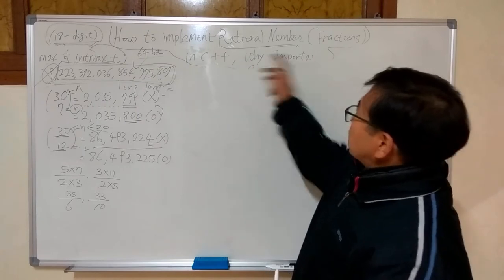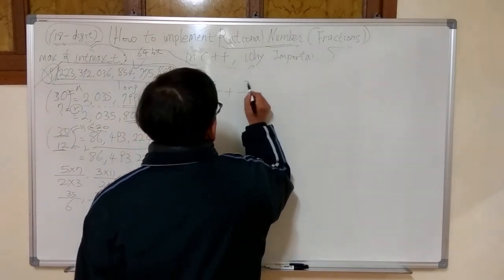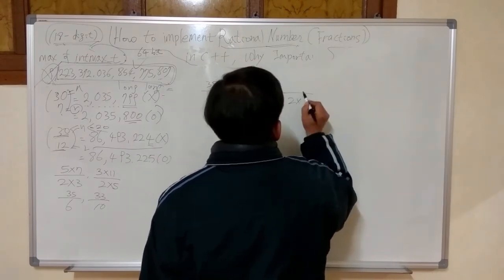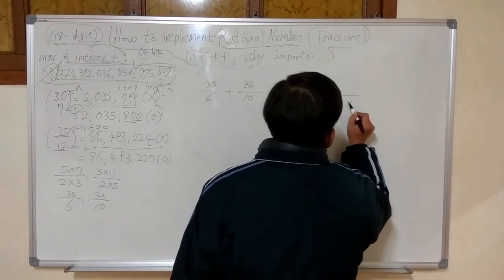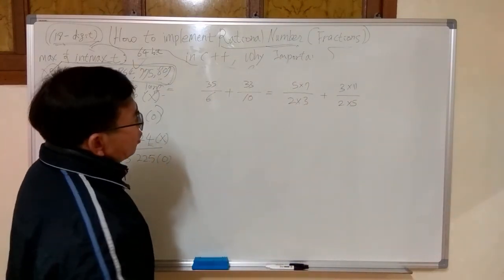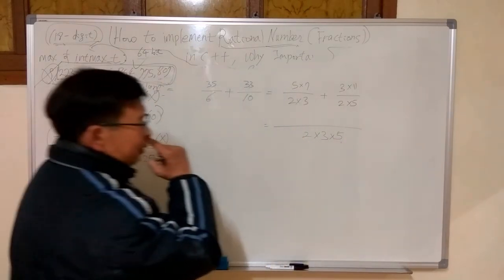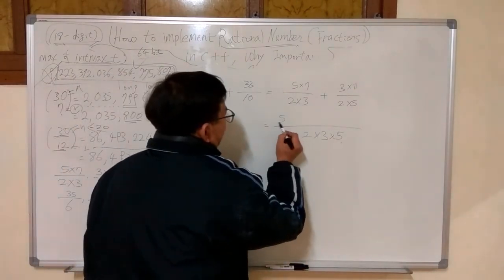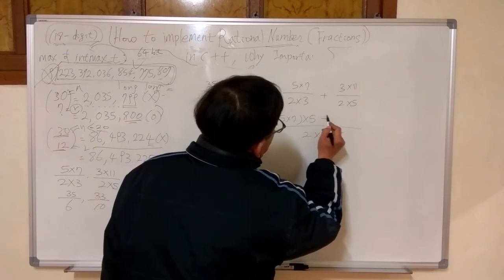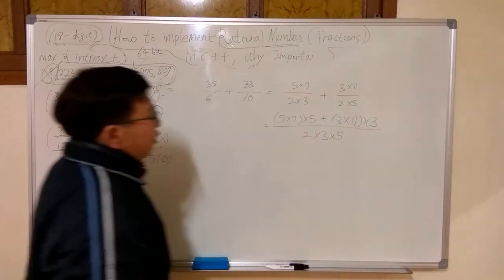Now, addition of two rational numbers. For example, 35 over 6 plus 33 over 10. It would be 3 times 2 times 3, 5 times 7 plus 2 times 5, 3 times 11. To evaluate this, to compute this, we have to do it like this: 2 times 3 times 5, 2 times 3 times 5. Then here 5 times 7 times 5 plus 3 times 11 times 3. We have to compute like this.